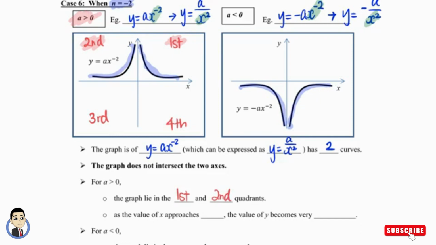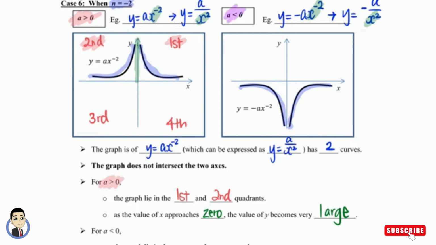Interestingly, as the value of x goes towards 0, which is here, do you realize that the y keeps on increasing until it becomes very, very large, but it does not touch the y-axis? Okay, so this is for the case where a is bigger than 0.